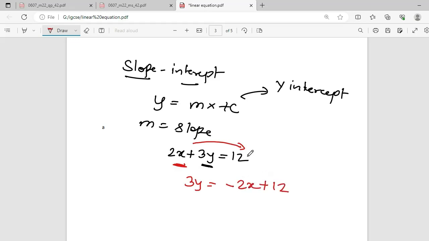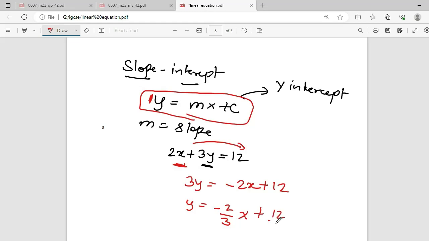We can write 12 minus 2x, anything, but since we are going to use this form, I wrote minus 2x plus 12, because it was 2x and when we shift it to the other side it became minus 2x. Now the coefficient of y in this form is 1, and here it is 3. So we have to divide by 3 on both sides, whatever 3 is there we transfer to the other side. So we can write y is equal to minus 2 upon 3 x, plus 12 upon 3. So 12 upon 3 is 4.